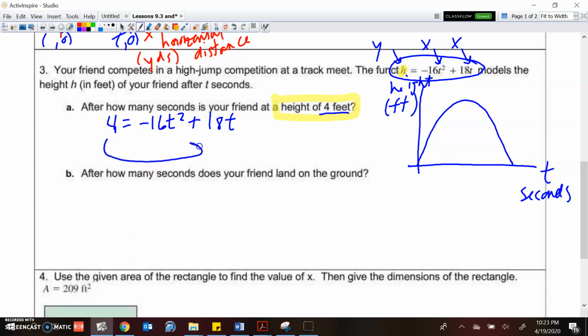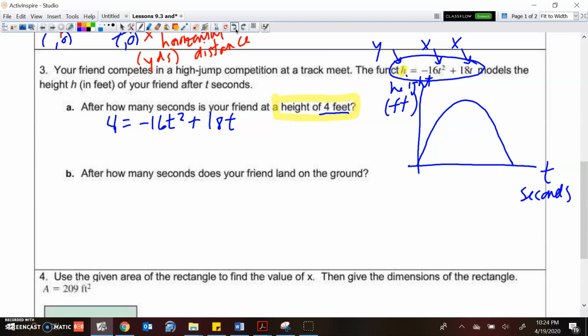Either take 4 over to the other side, or you could add negative 16t squared to both sides and subtract 18t, whatever. Again, there are lots of ways. That's the beauty of it, and sometimes the frustration, there are so many options, but only one right answer. That'll help you out with A.